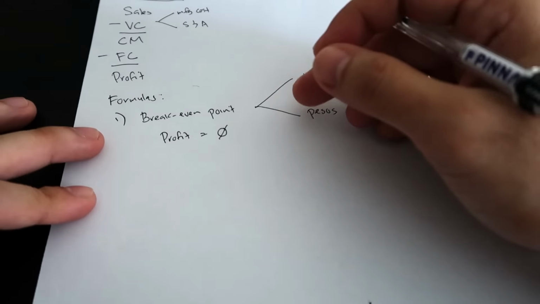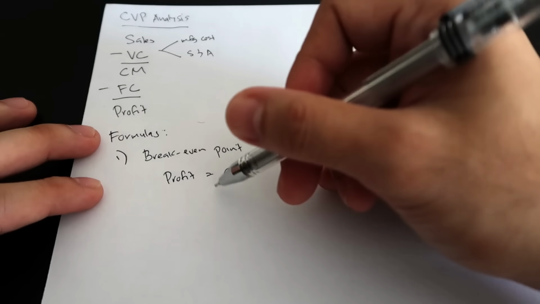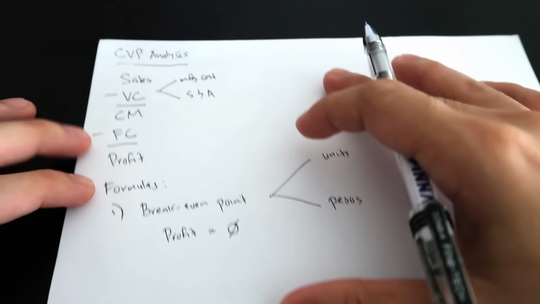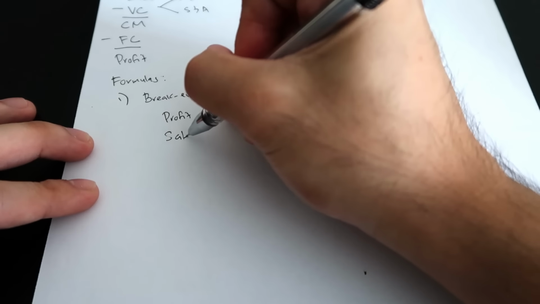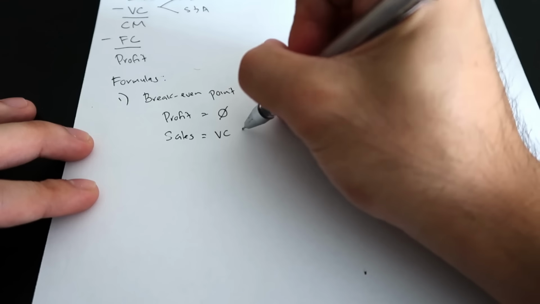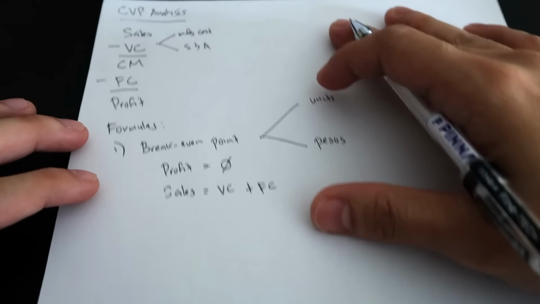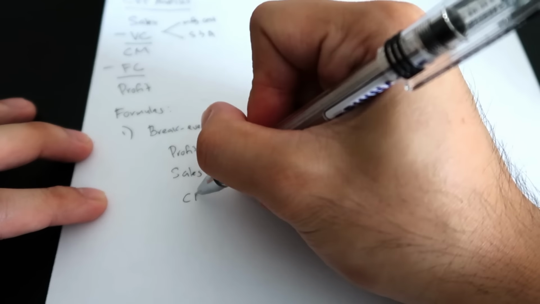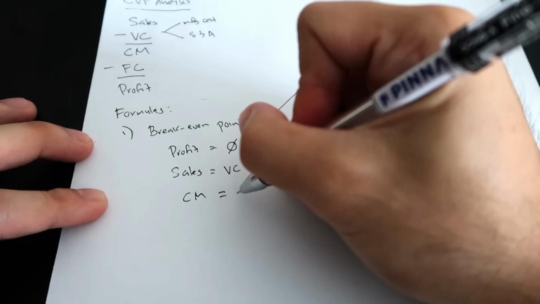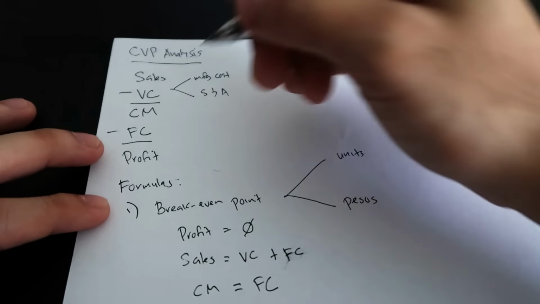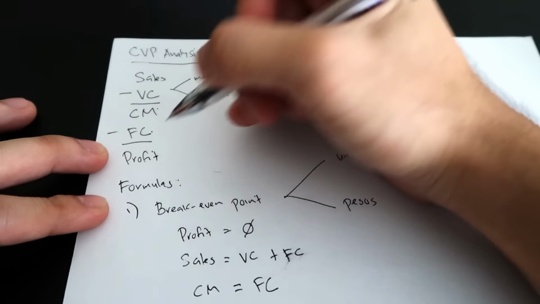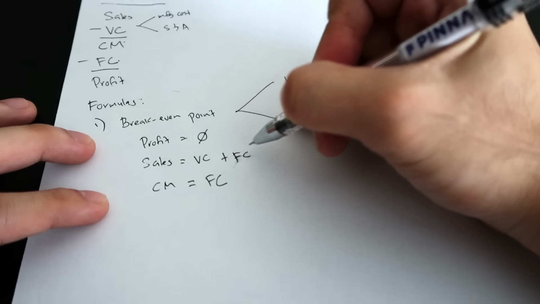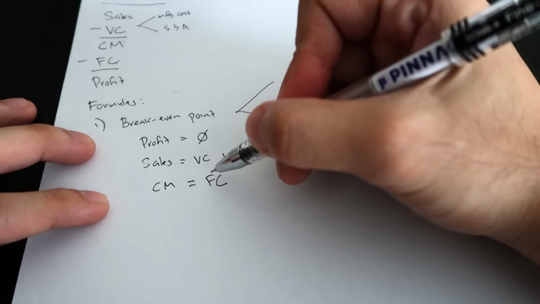Also, at break-even point, when your profit is equal to 0, it means your sales is equal to the sum of the variable cost and fixed cost. At break-even point, sales is equal to variable cost plus fixed cost. And in this formula, at break-even point, CM or contribution margin is also equal to fixed cost, because if this is equal to this, then our profit is 0. So at break-even point, the profit is 0, sales is equal to variable cost plus fixed cost, and contribution margin is equal to fixed cost.